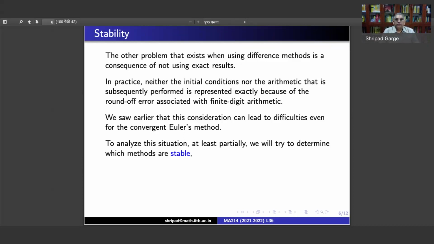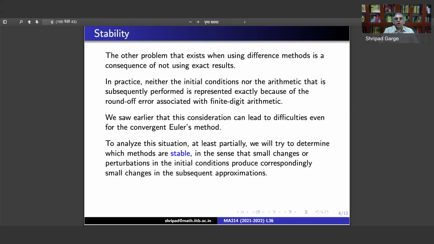That is not stable. So stability should be something which says that a small change or perturbation in the initial conditions should produce correspondingly small changes in the subsequent approximations. So a small push should not lead to the box being toppled. Whereas if you have, let's say, an empty box which is high enough, and you give a small push to it, it may topple. Whereas if you have such a structure which is fixed to the bottom, then even with a small push, it will not topple. So these are what are called the stable structures.